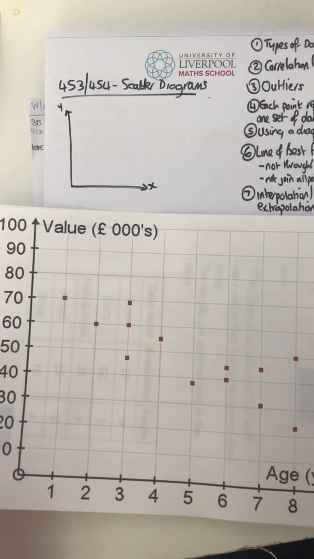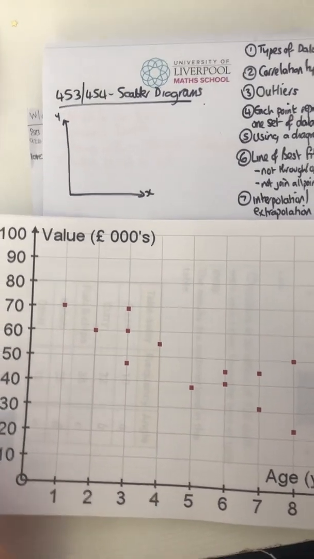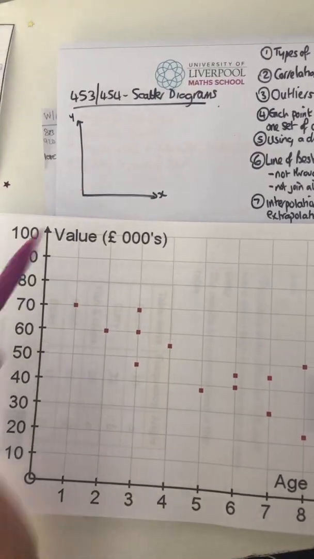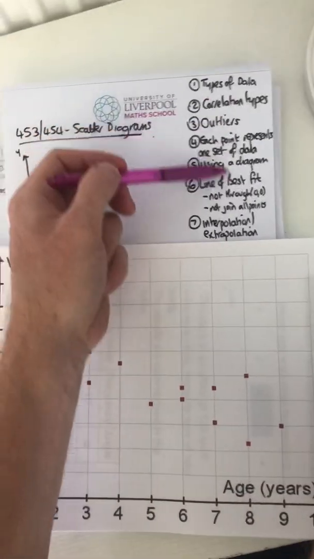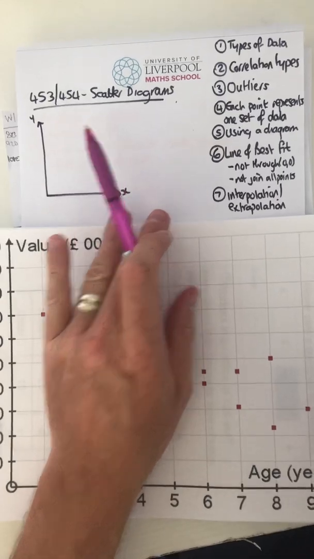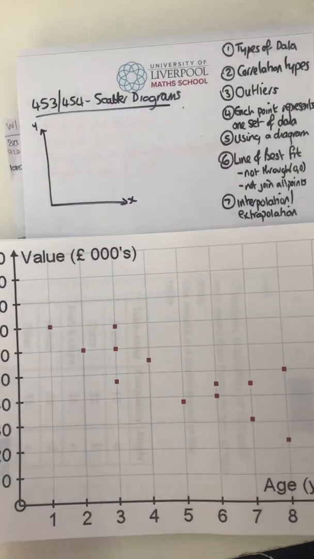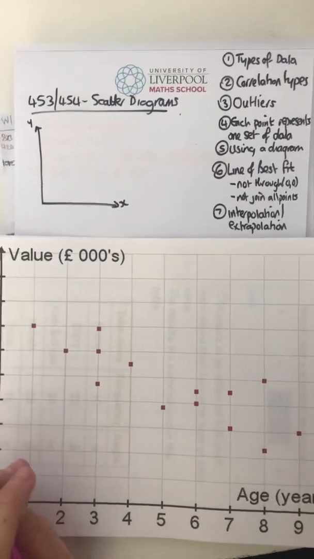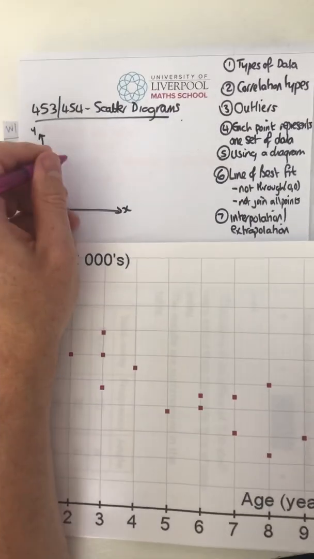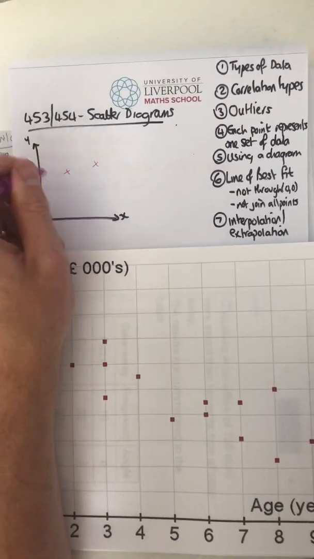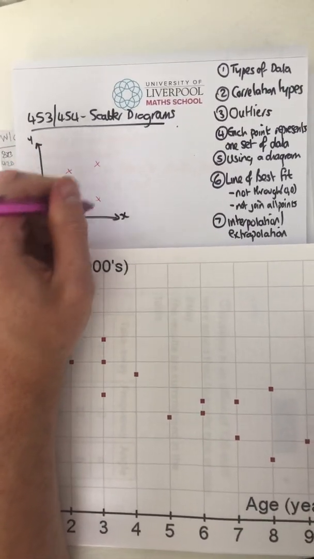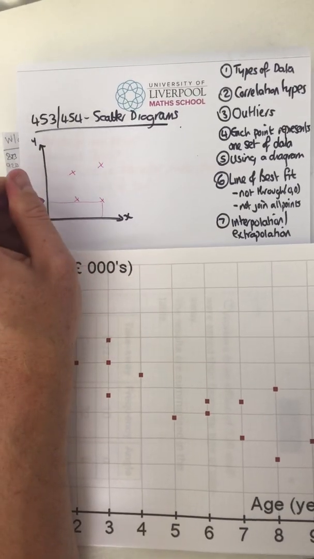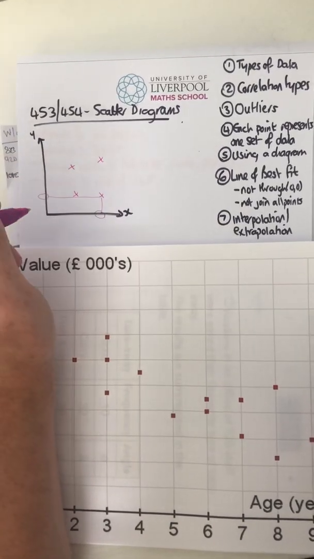Okay, scatter diagrams 453 and 454. So I've put these two together, and these are the things that you need to be able to do on scatter diagrams. So first of all, what type of data? A scatter diagram is where you've got a plot, just one cross, that corresponds to two pieces of information.